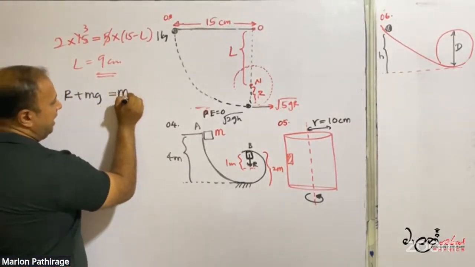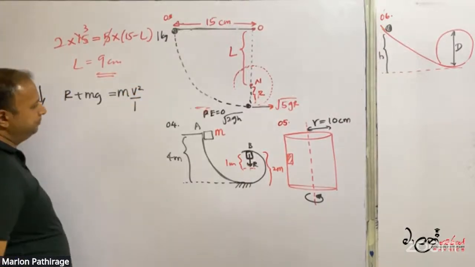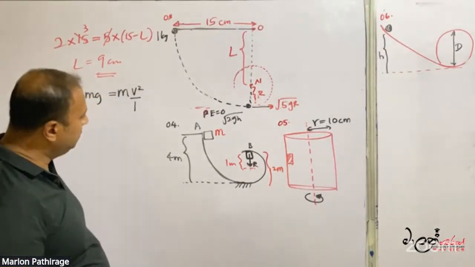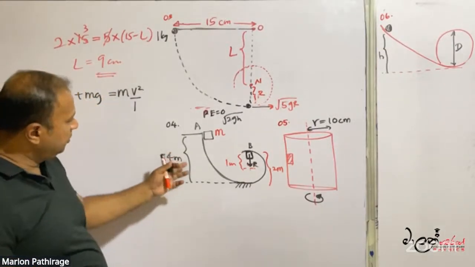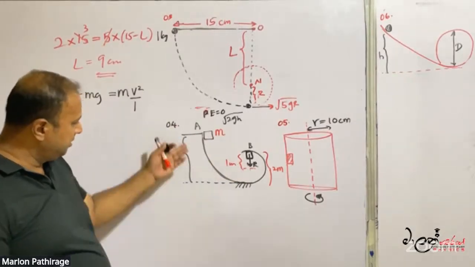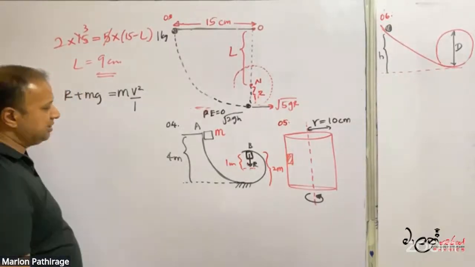m v squared over r, where r is equal to 1. Then you just need to determine v squared. How to determine v squared? Using energy conservation.